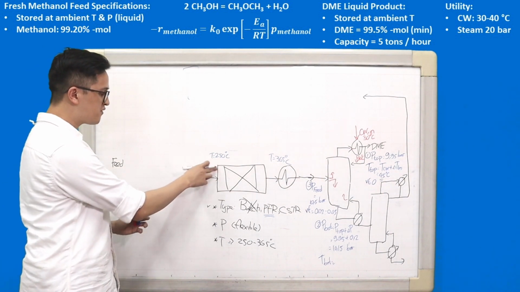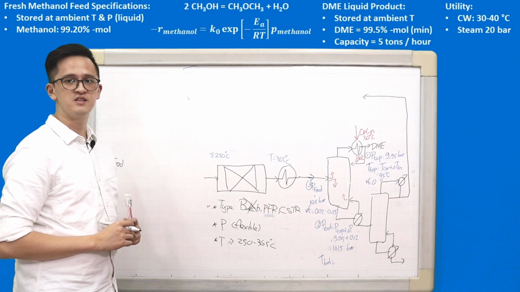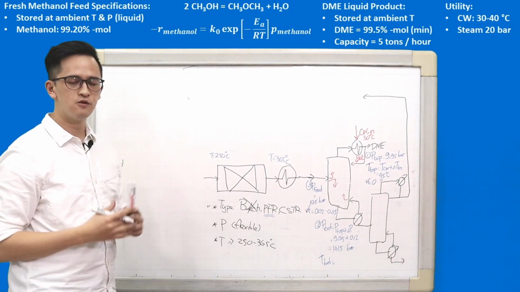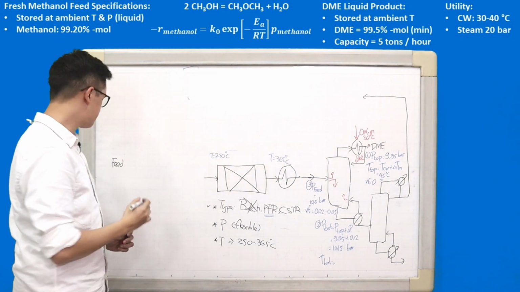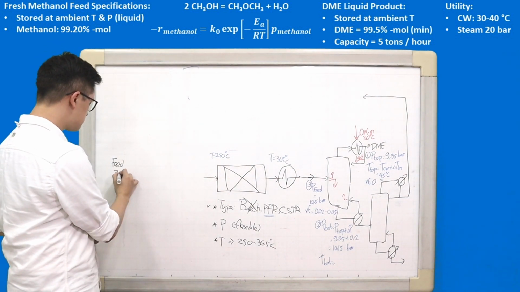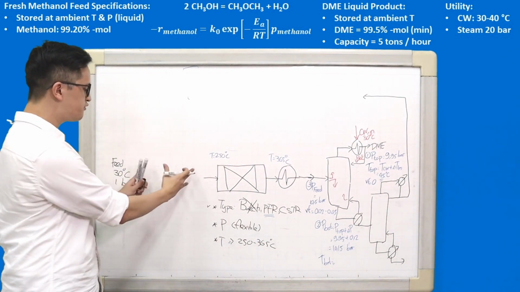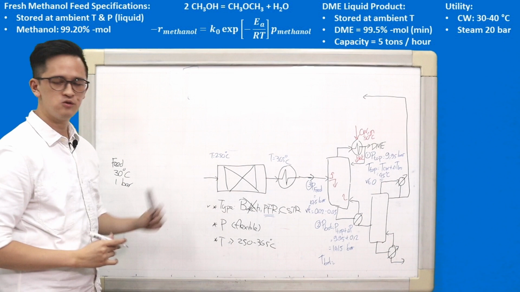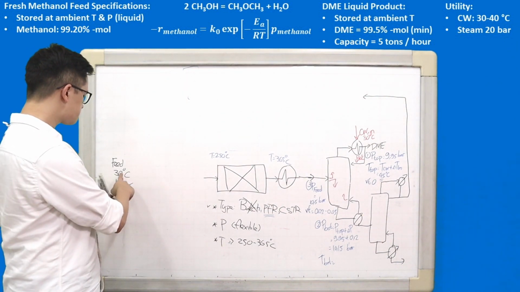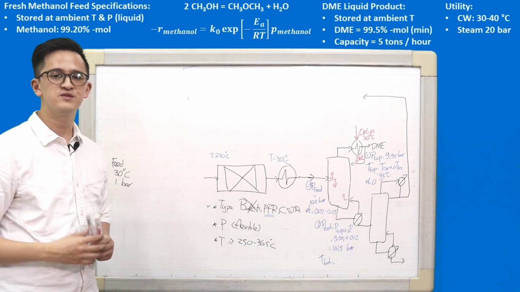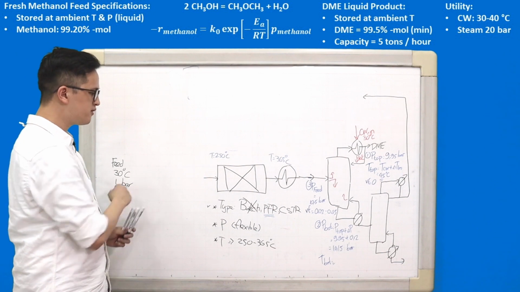It is still at ambient temperature and pressure. It has to enter the reactor at 250 degrees C. So it must involve some heating process from 30 degrees C to 250 degrees C. Let's say it's 30 degrees C, 1 bar. What would be the feed preparation before the reactor? So it involves some heating and it will involve some compression. Why? Because it is stored at 1 bar.